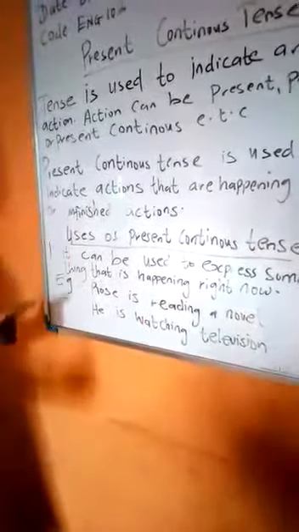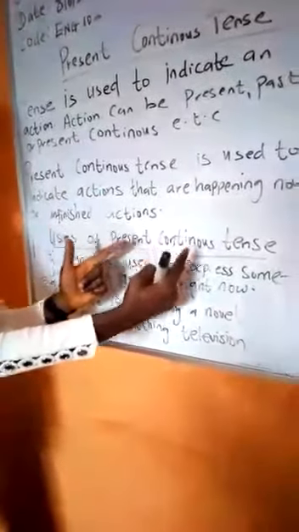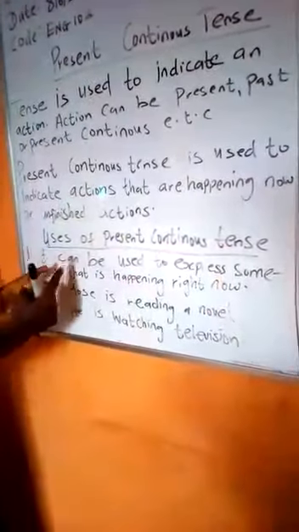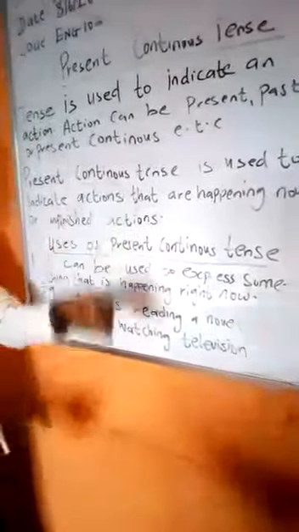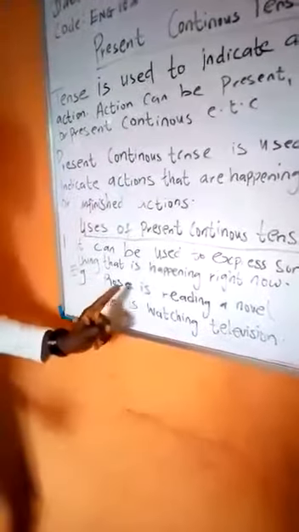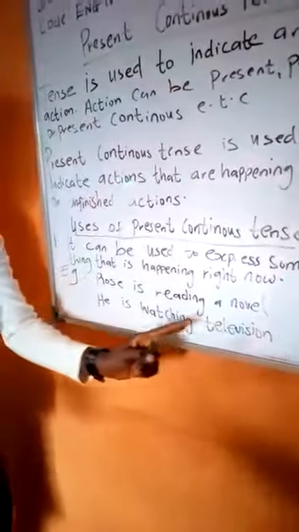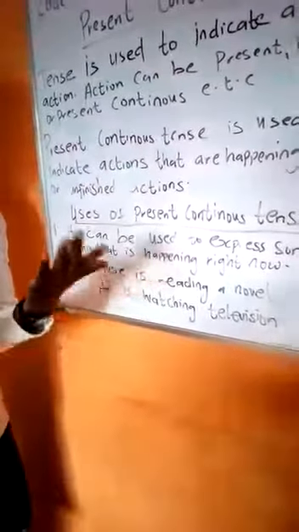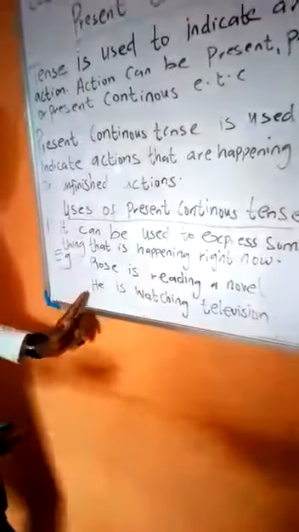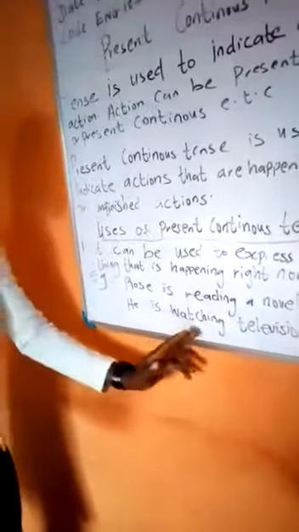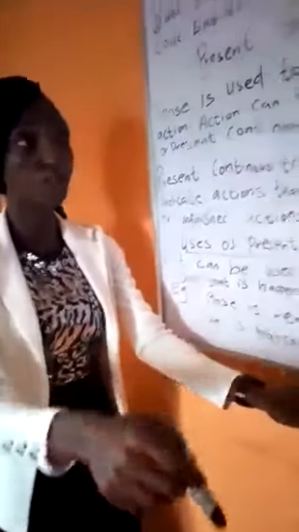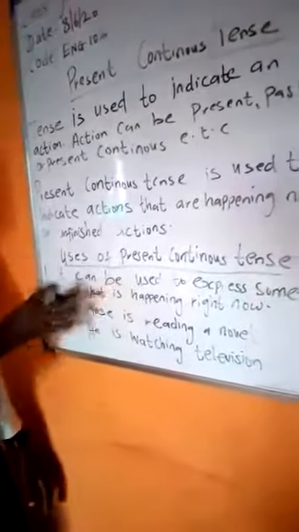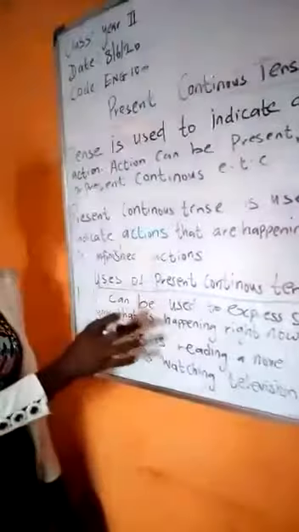Remember, we are talking about uses of present continuous tense. So one of the uses is it can be used to express something that is happening right now. Example, Rose is reading a novel. Is that okay? Someone is reading a novel. It is occurring now. Number 2 example, he is watching television. Is that okay? What is he doing now? He is watching what? Television. Okay. So this is one of the uses of present continuous tense. And it is not only used in this context.